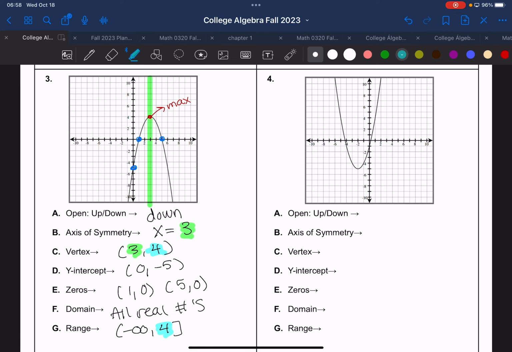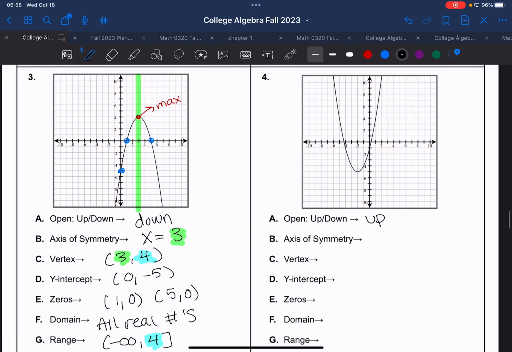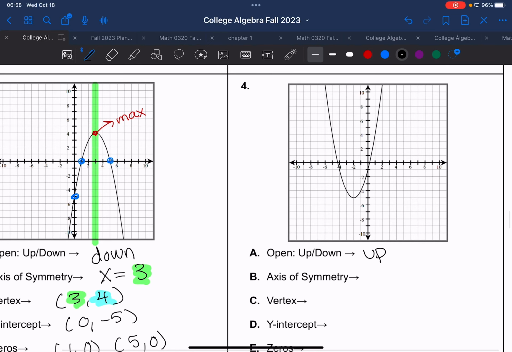Okay. So last one for this concept is number 4. So is this opening up or down? Up. What would our axis of symmetry be? Good, -2, because that's where the function is divided in half. Okay. And is it x equals -2 or y equals -2? X. It's always the x value.